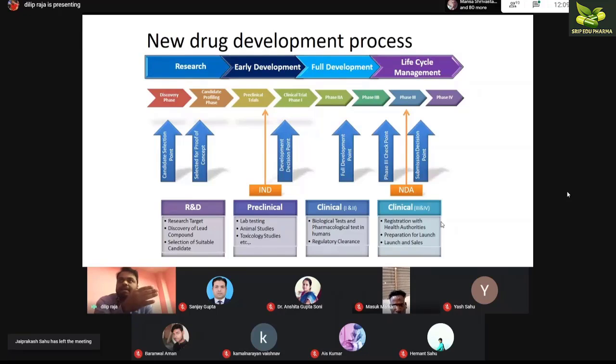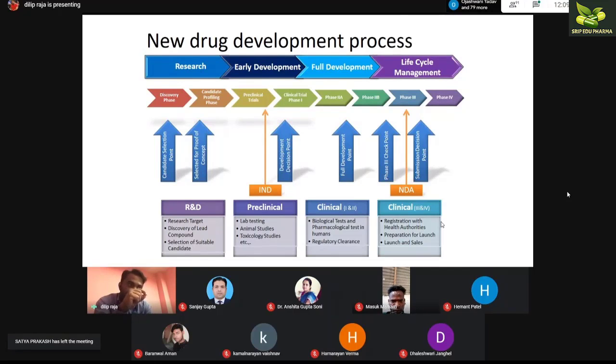So if the lead compound passes the preclinical trial, meaning it passes the animal testing, if it shows the efficacy as well as the safety in the animal studies, then we will get into the clinical trials, which is phase one of the clinical trials. But before getting into the clinical trial, we have to get approval from the regulatory body.